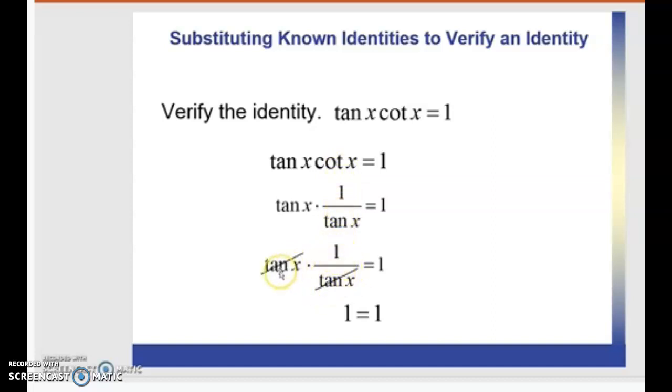we're able to cross cancel because that is allowed with multiplication, leaving us with a left-hand side equal to 1. The right-hand side was 1. So now this identity has been verified. In other words, this is not just something someone stuck an equal sign in between. The left-hand side of this equation is actually equal to the right-hand side. In other words, this is a true statement.